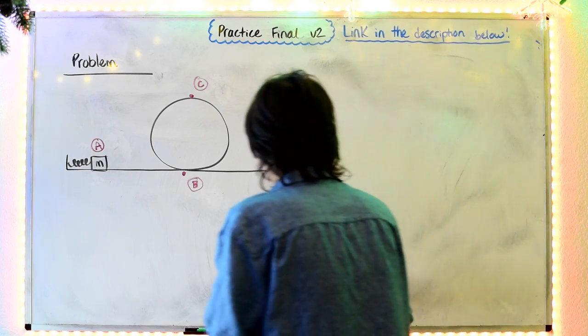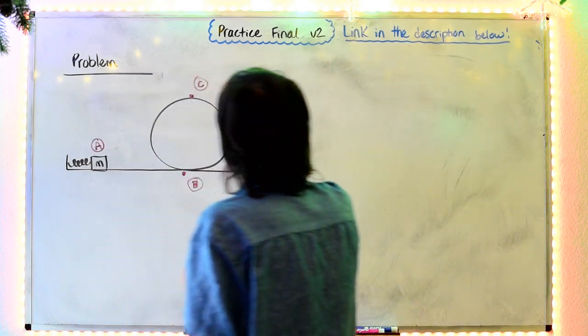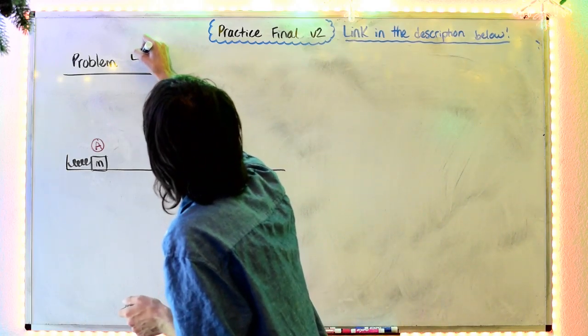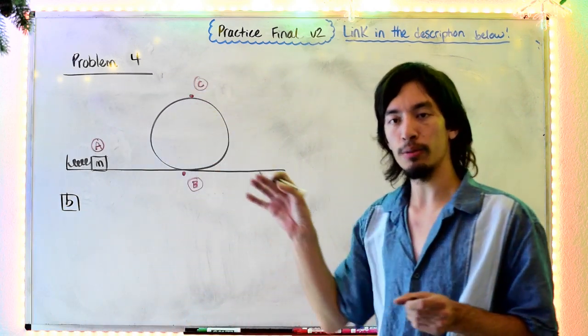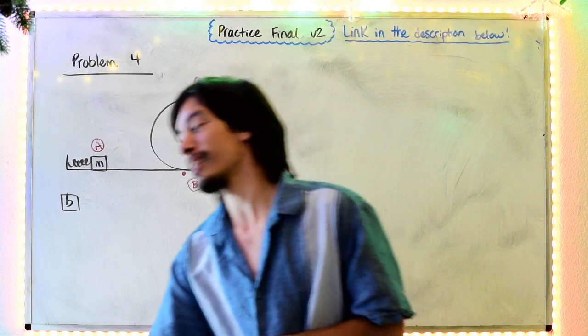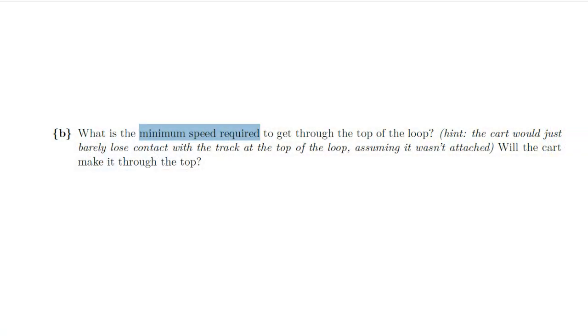Okay, so now point C. So still problem 4, part B. The minimum velocity to get through the top here. Actually, let me go back to the hint. The cart would just barely lose contact with the track at the top of the loop, assuming that it wasn't attached. Now in real life it is attached, but if it wasn't attached to the track, then it would lose contact with it. So this is the hint here.